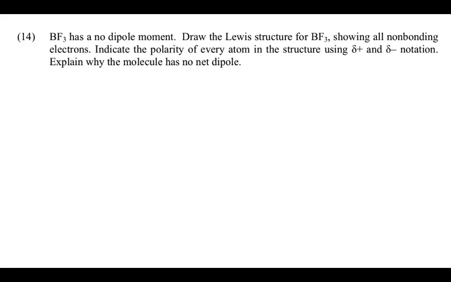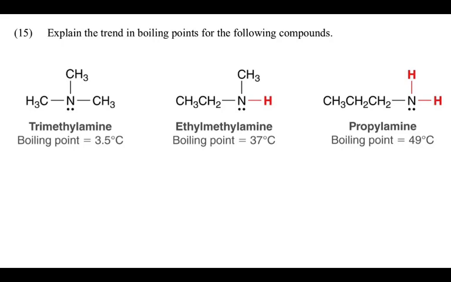Bless you. Last question. We have boiling points here for trimethylamine, ethylmethylamine, and propylamine. You see the molecular formulas for these compounds are all the same, so they're all constitutional isomers. Am I right? They're all constitutional isomers. But you see the boiling points vary dramatically. By 50 degrees, that's a lot. Why?